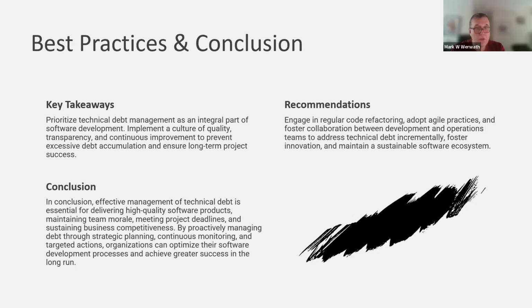By proactively managing debt through strategic planning, continuous monitoring, and targeted actions, organizations can optimize their software development processes and achieve greater success. To do this, the recommendation is engage in regular code refactoring, adopt agile practices, foster collaboration between development and operations to address debt incrementally, and foster innovation and maintain a sustainable software ecosystem. In other words, don't ignore the debt, right? Manage the debt, deal with the debt, put it in your project plans, and recognize that as the debt accumulates, the innovation capacity goes down, right? Whether you plan for it or not.